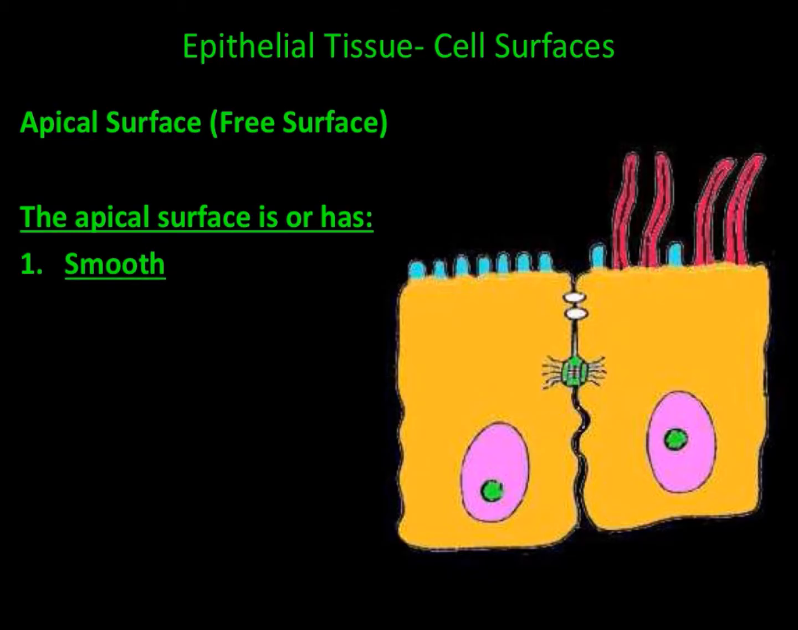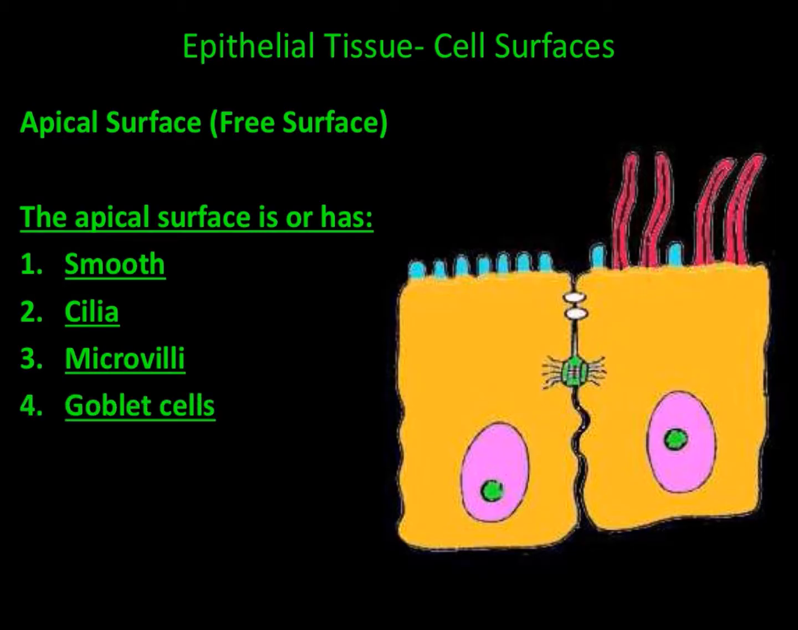And the apical surface can look like or contain the following. It can be a smooth surface. It can contain cilia, which are finger-like projections that help move substances across the apical surface. It can contain microvilli, which increase the surface area for maximum absorption. Or it can contain goblet cells, which are cells that secrete mucus.